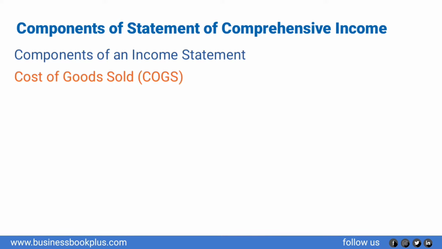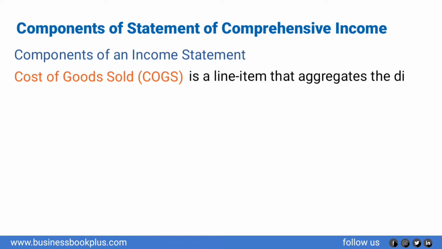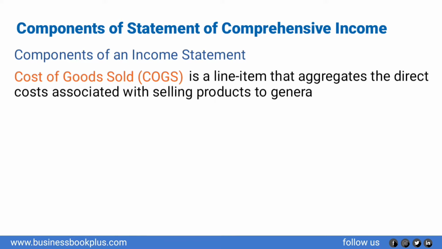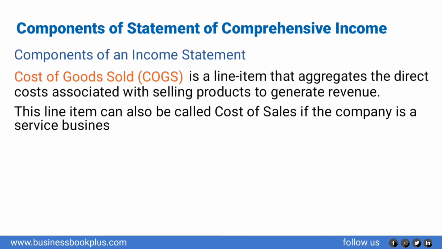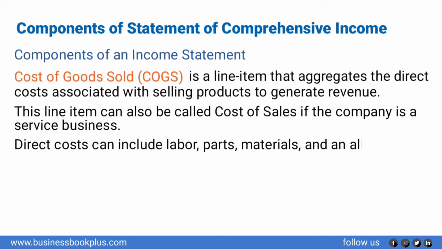Cost of goods sold. It is a line item that aggregates the direct costs associated with selling products to generate revenue. This line item can also be called cost of sales if the company is a service business. Direct cost can include labor, parts, materials, and an allocation of other expenses such as depreciation.